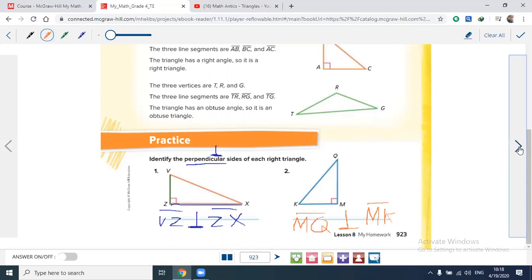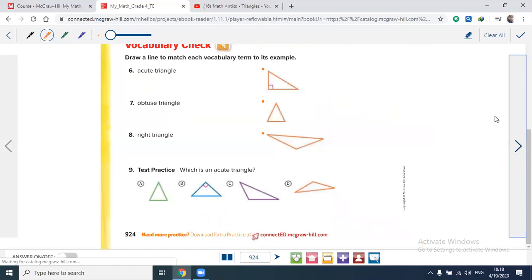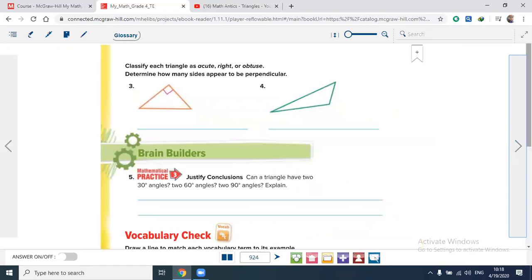Okay. The next page here, classify each triangle as acute, right, or obtuse. Determine how many sides are or appear to be perpendicular. Number 3, what is this triangle called? Acute, right, or obtuse? Obtuse. This is obtuse.